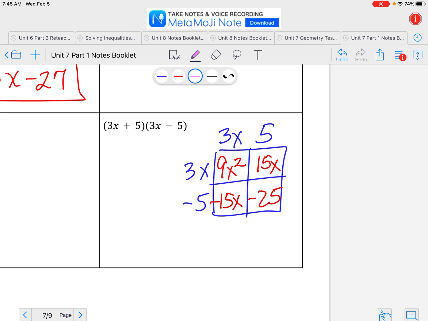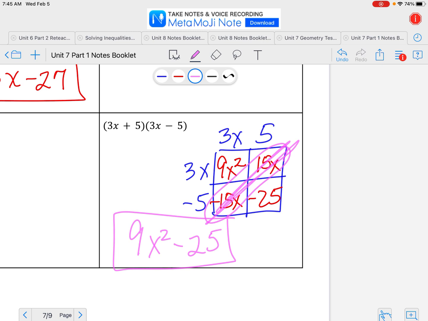If you will notice here, your like terms are opposites. 15x and negative 15x are going to cancel. So here, your answer is a binomial because the x's, the like terms, canceled each other and went away. This is the one example. This is the one time that the middle term will go away, cancel, and you'll have a binomial.